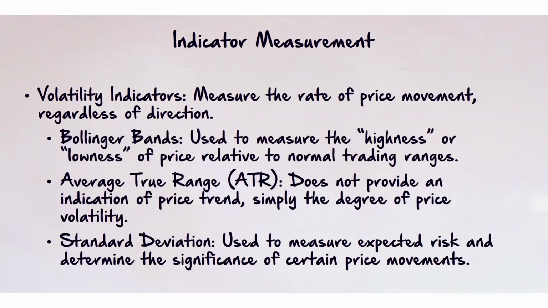Okay. Bollinger Band also is one of those indicators that help you to measure the highness or the lowness of price related to normal trading ranges. There are three moving averages that make up the Bollinger Band. You have the upper band, the lower band, and then the midline. That midline separates the market into buy and sell.